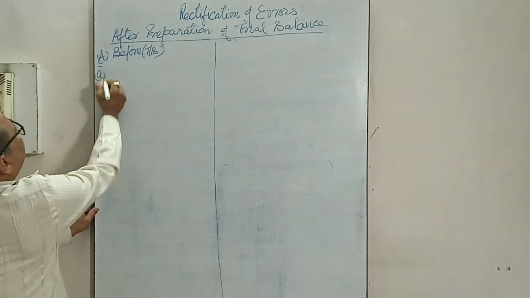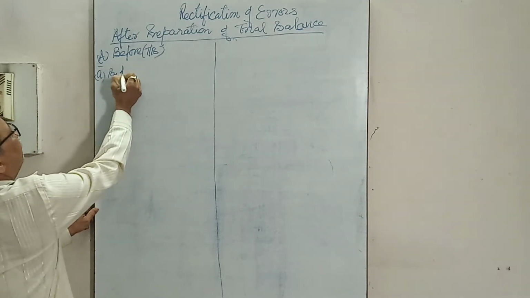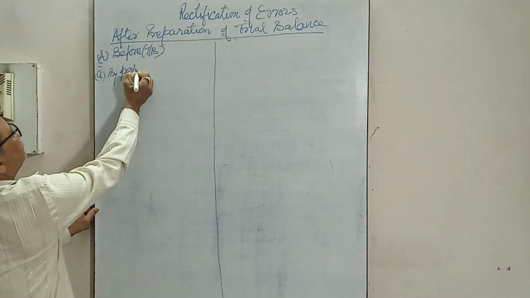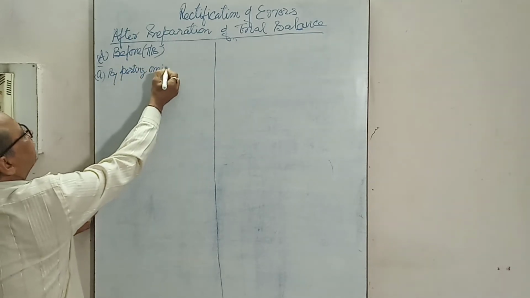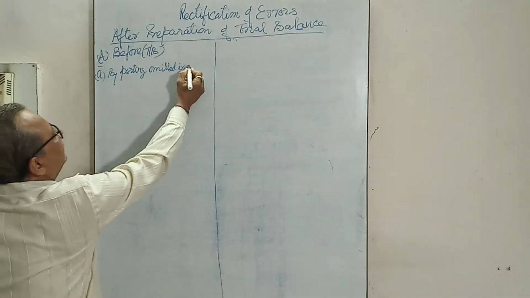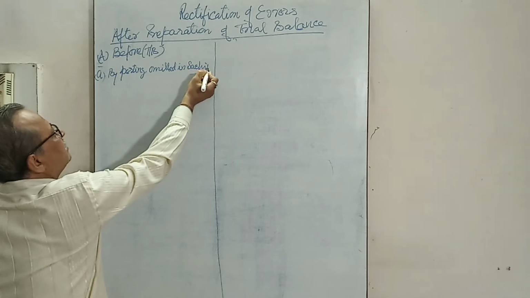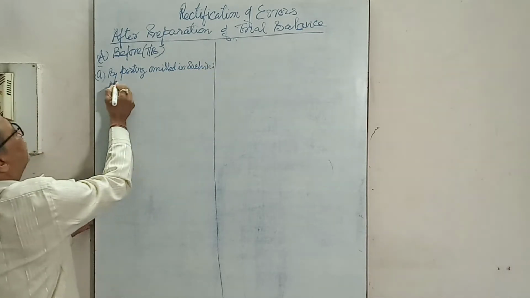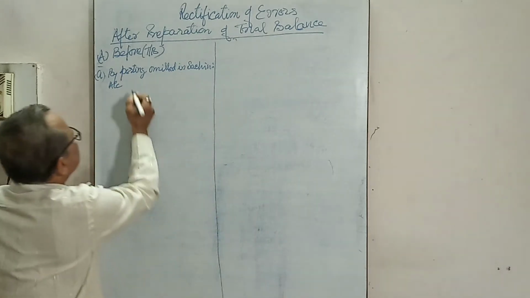So the first, A, we will write: posting omitted in relevant, in Sachin's account, and that is rupees 800.